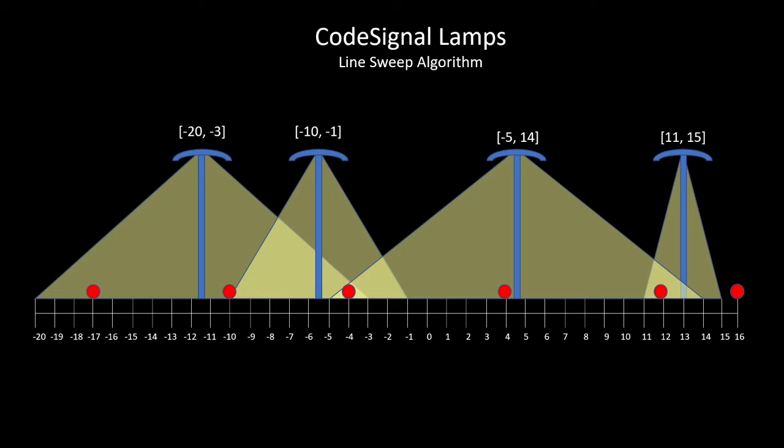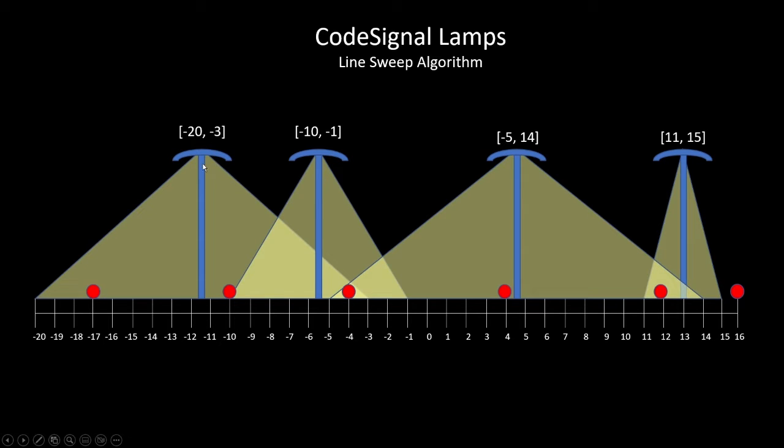As for what the question actually is, basically you're given a really long coordinate line, like you can see here, and you're given a certain number of lamps along the line. In our case, we have 4 lamps along the line, and for each lamp, it's going to give you a range that lamp is illuminating.